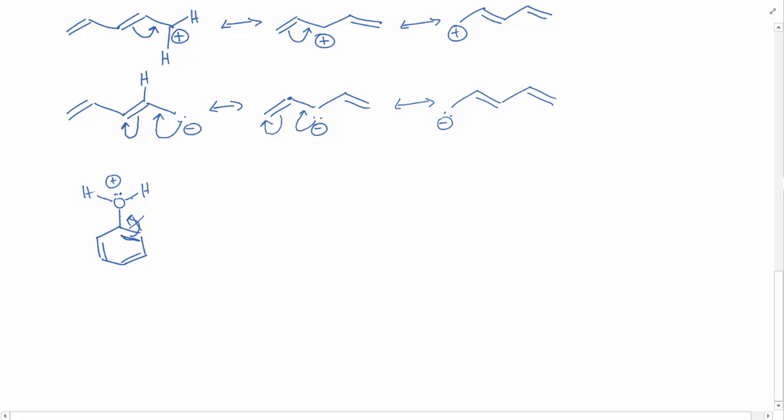What we could do as a resonance structure, though, is just to move the pi bonds of this benzene ring around. So a valid resonance structure is the one shown here, which just has the benzene double bonds shown on the opposite sides.